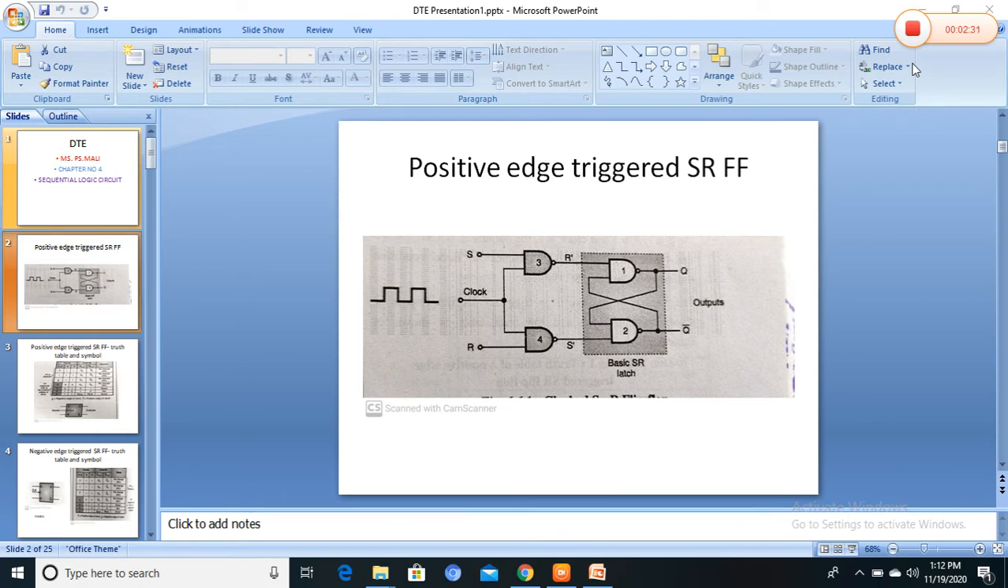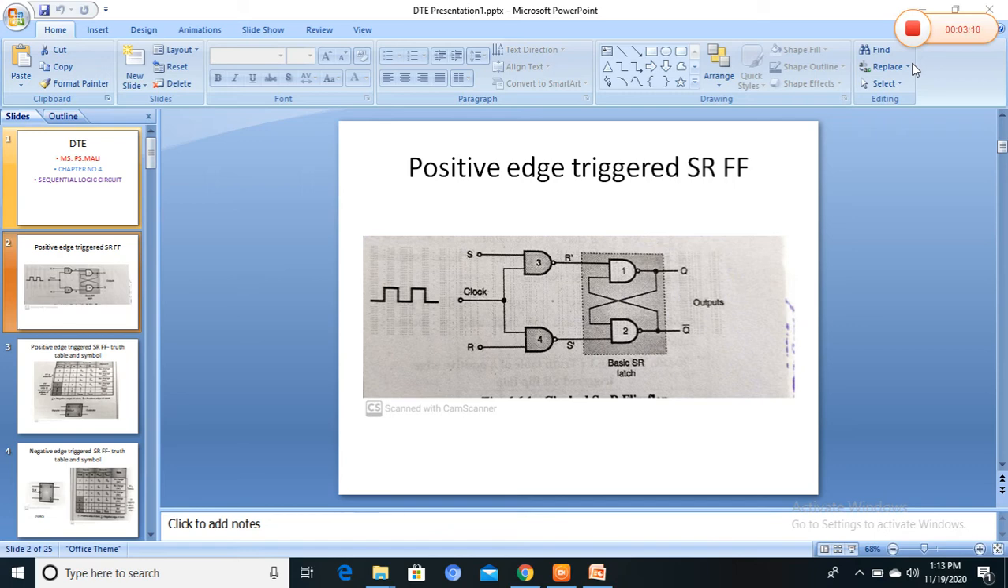Then when S is equal to 0 and R is equal to 1, clock is 1. Clock is applied, that is, a positive edge is applied. In that case, S is equal to 0, so output of NAND gate 3, that is R dash, is equal to 1. When R is equal to 1 and clock 1, output of NAND gate 4, that is S dash, is equal to 0. So Q is equal to 0, Q bar is equal to 1. This condition is known as the reset condition.